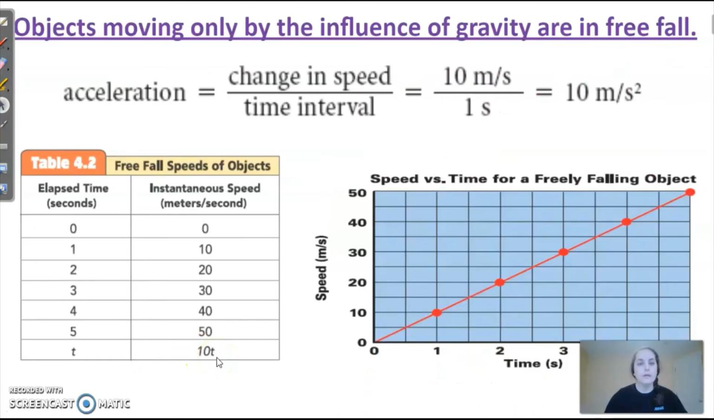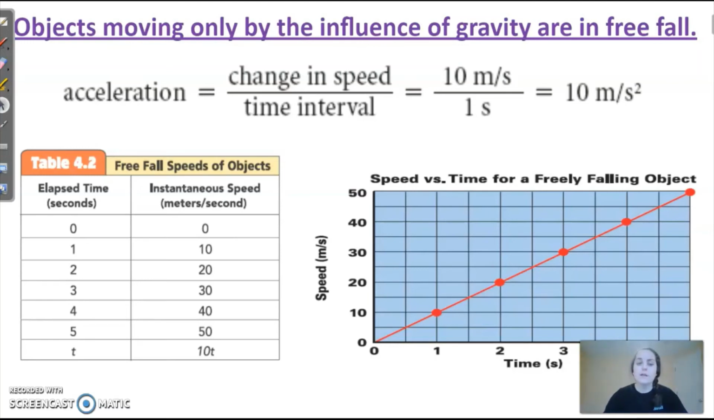When we're looking at this, objects move only by the influence of gravity when they're in free fall. Acceleration is your change in speed, or your change in velocity, over time. If we look at our table here, we have the elapsed time, how much time is passing, and with that, the instantaneous speed at that time. Again, we're looking at the speedometer, what speed you are at at that certain amount of time.